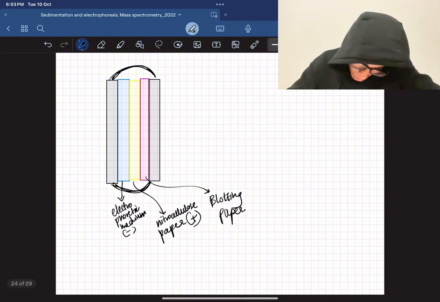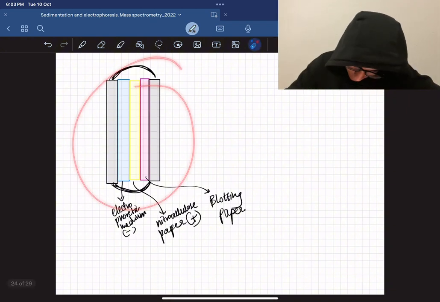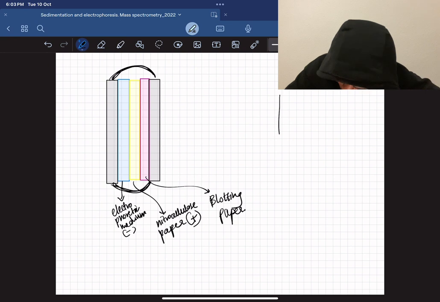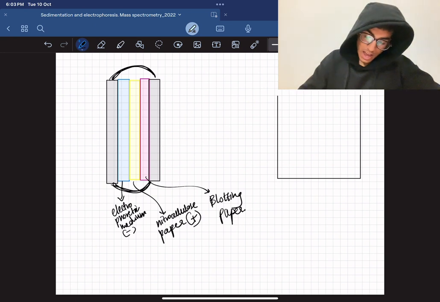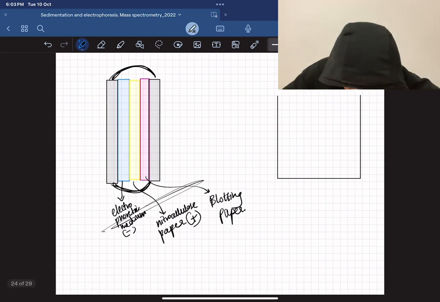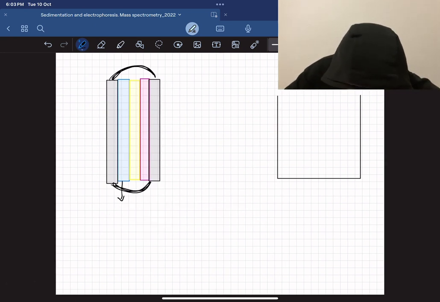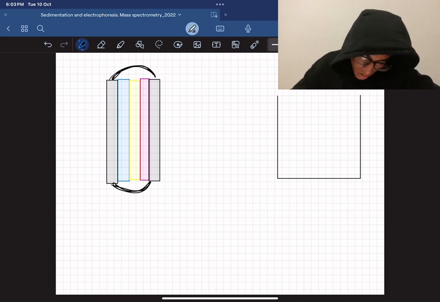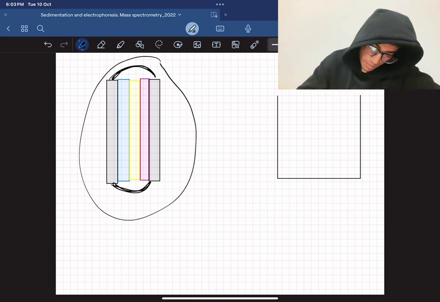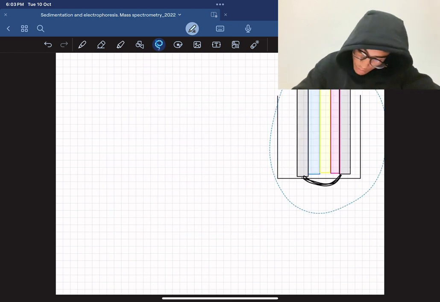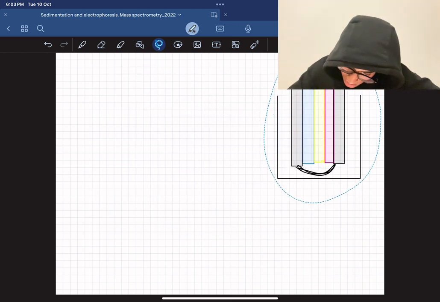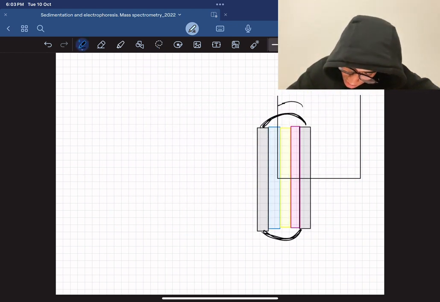Then you put this whole thing in a container. You take a container, and then what you do is, let me just get rid of this. So you take this whole thing and you put it in this. Let me resize this, actually. Oh, shoot.